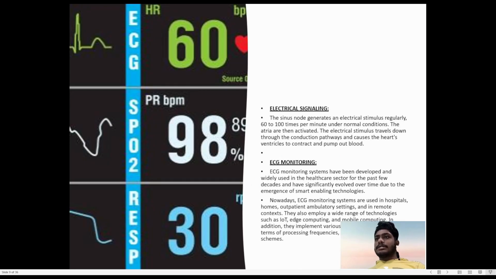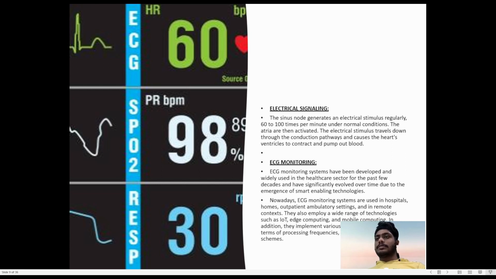Electrical signal. The sinus node generates an electrical stimulus regularly, 60 to 100 times per minute. Under normal conditions, the atria are then activated. The electrical stimulus travels down through the conduction pathways and causes the heart's ventricles to contract and pump blood.